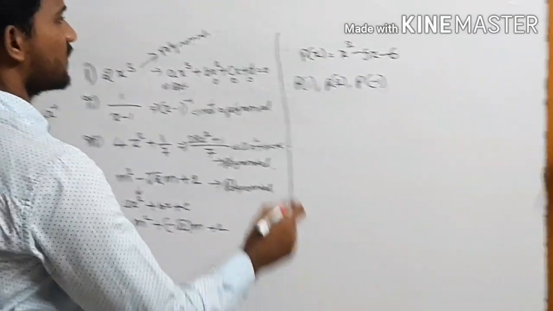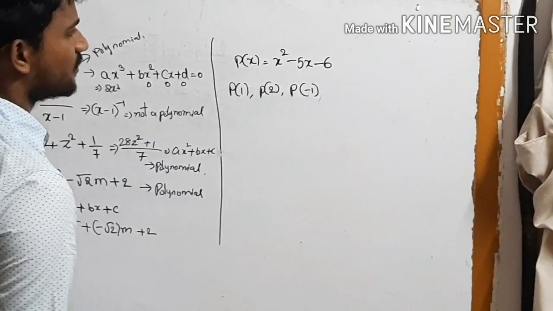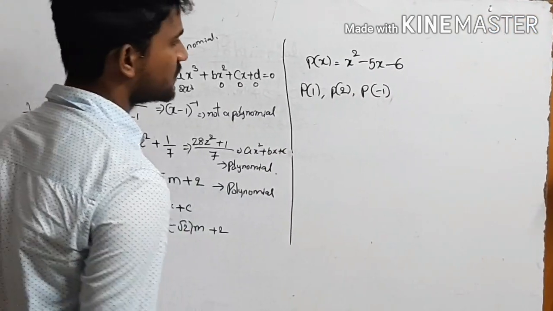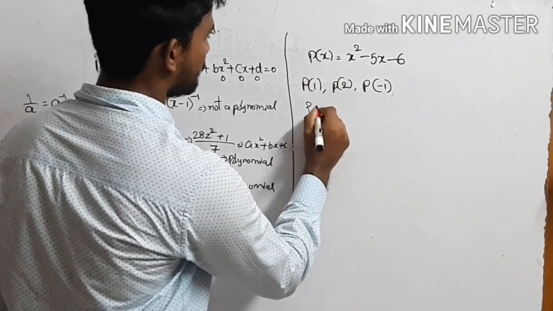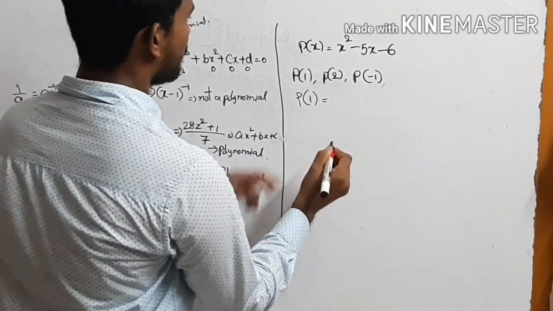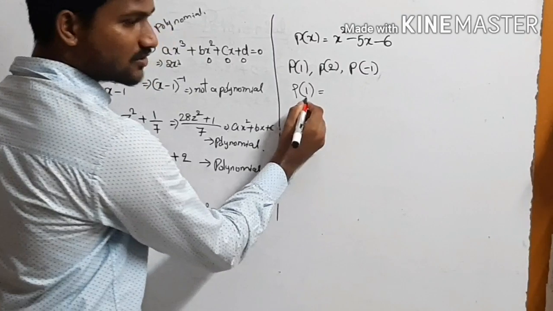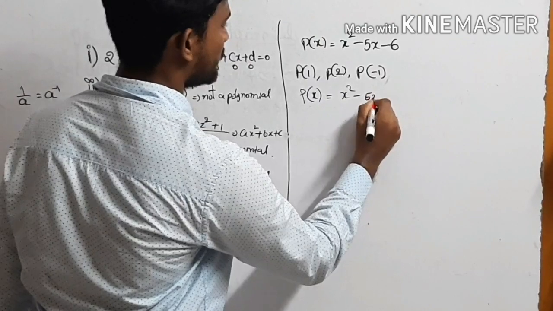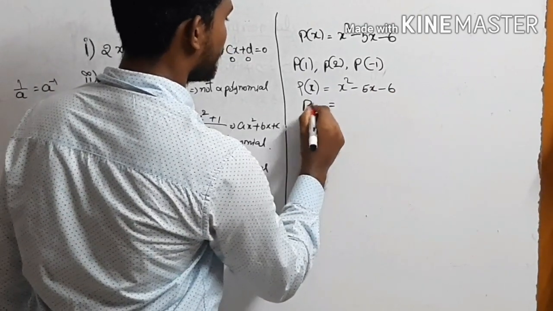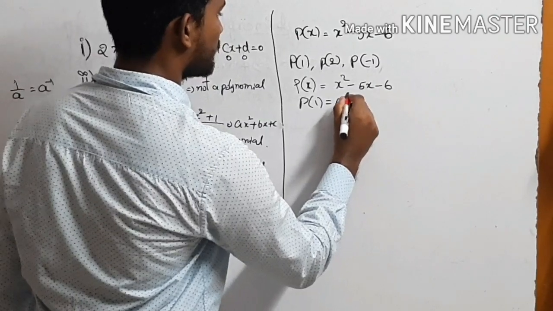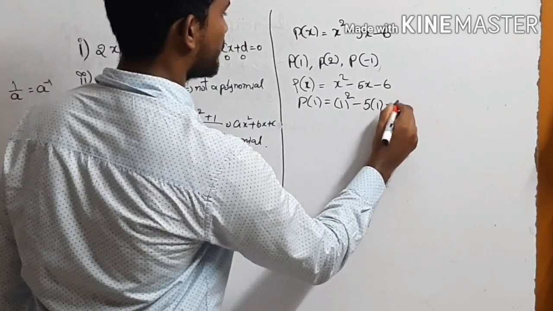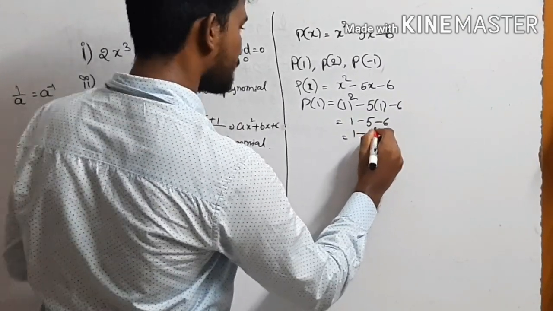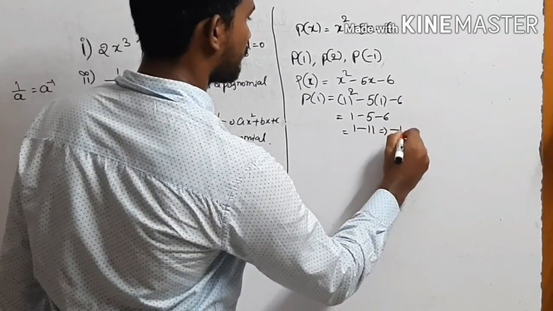Next, p of x equals x square minus 5x minus 6. Find p of 1, p of 2, p of minus 1. Then substitute. P of 1 first we can do. P of 1 means in the place of x we substitute 1. First write p of x equals x square minus 5x minus 6. Then p of 1 equals 1 square minus 5 of 1 minus 6. 1 square is 1, minus 5 minus 6. 1 minus 11 equals minus 10.